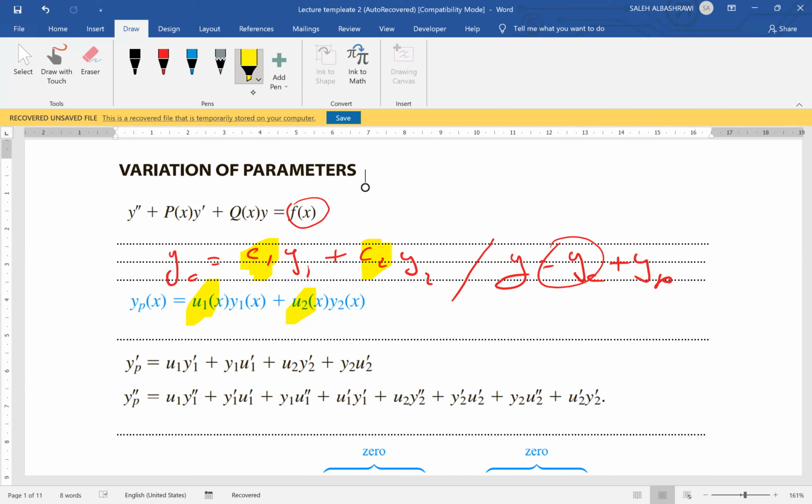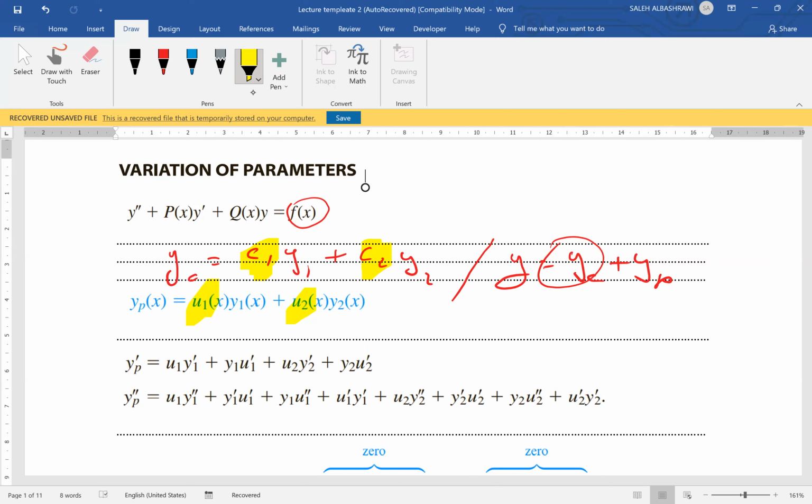Similarly, u2 prime is equal to y1 f of x divided by w. That is y1, which is cosine, multiplied by 1 over cosine, that is secant of x, divided by 1. But this is equal to 1, because secant is 1 over cosine, and cosine multiplied by 1 over cosine will give me 1. This is u2 prime. So u2 in this case is the integration of 1 dx, which is equal to x.